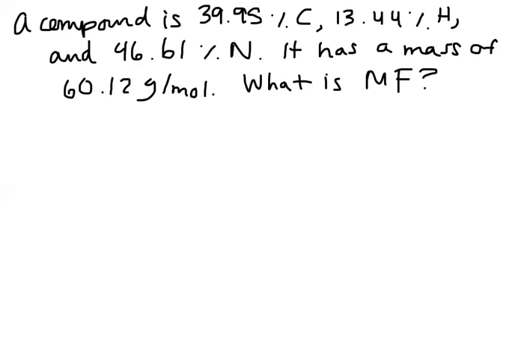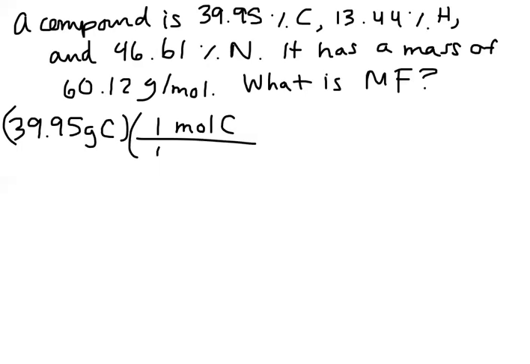Okie dokie. What do we have to do? What do we assume? What's our assumption in this case? Percents are equivalent to the grams. We assume 100 grams. So we have 39.95 grams of carbon, and we're going to turn that into moles. And that gives us 3.33-ish.